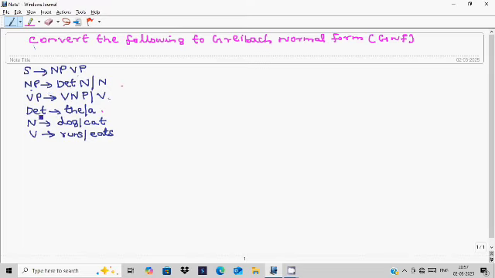DET is having a production here, so DET is called as a non-terminal. Why? Because you have two small case letters in DET. E and T are small case letters. Since it is having small case letters, we cannot classify that as a terminal. Since it's part of a non-terminal, since it's actually generating a production, that DET is considered to be a non-terminal here. And N is having a production here. N is having a production, so N is also called as a non-terminal.